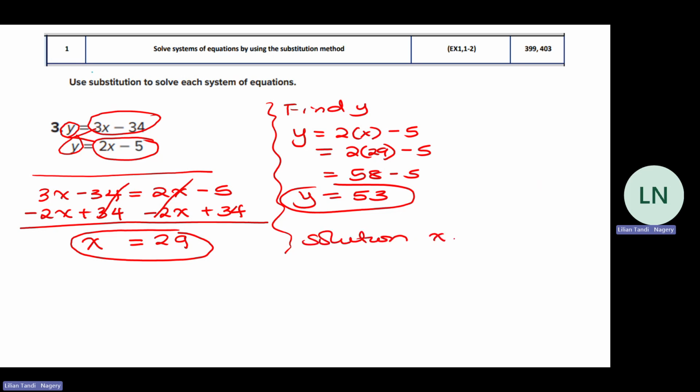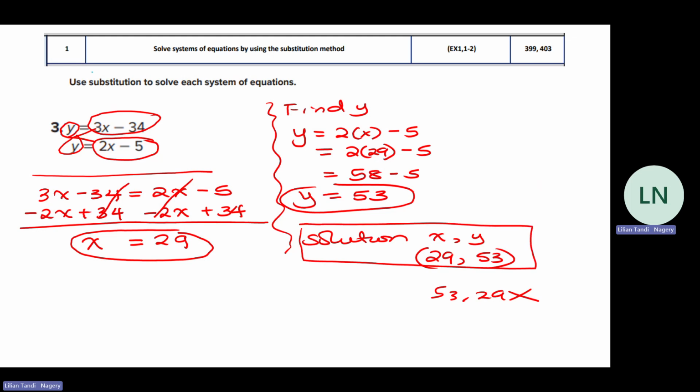And then I write x, comma, y. My x number is 29, 53. Now you have to remember, if you write 53, 29, your answer will be wrong because the rule says you have to start with x and then y. Yes, you have the correct numbers, but you wrote it the wrong way. So this will be wrong. This should be your values for your answer.